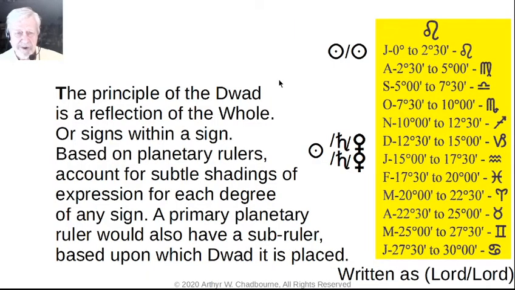The principle of the duad is to reflect the whole chart itself in a way. The signs are within a sign, and based on the planetary rulers, they account for a lot of the subtle changes we might see in the expression within each degree. Now, there are books out there on each degree of the signs, and I think this is where this originated many years ago. The primary planet ruler would also have a sub-ruler to it, and this is really what we're looking at. So we want to know what is going on with the planet itself, the ruling sign, and the duad.